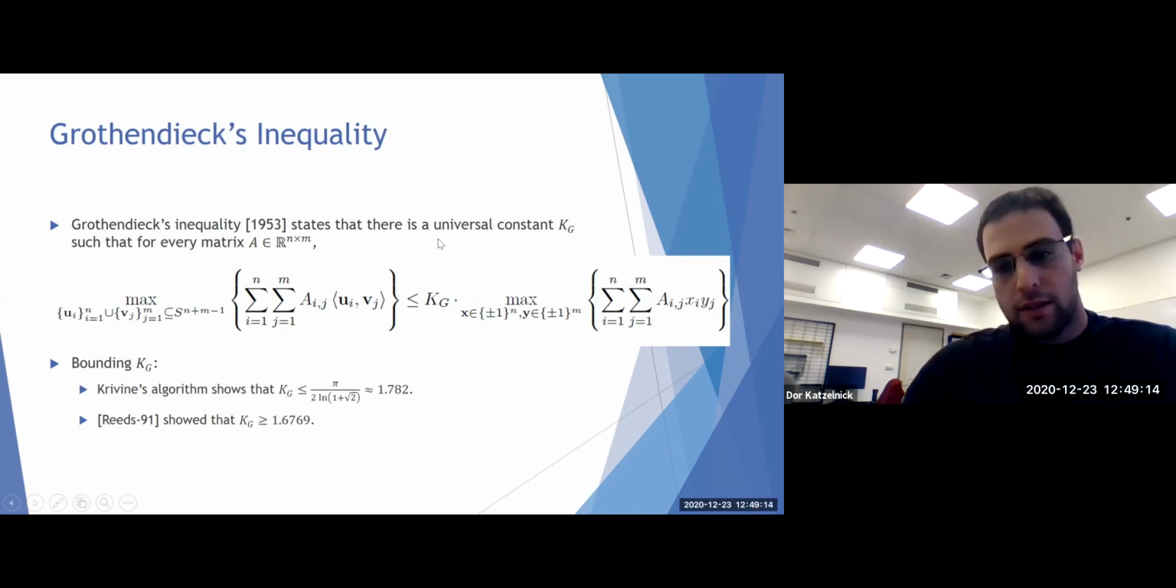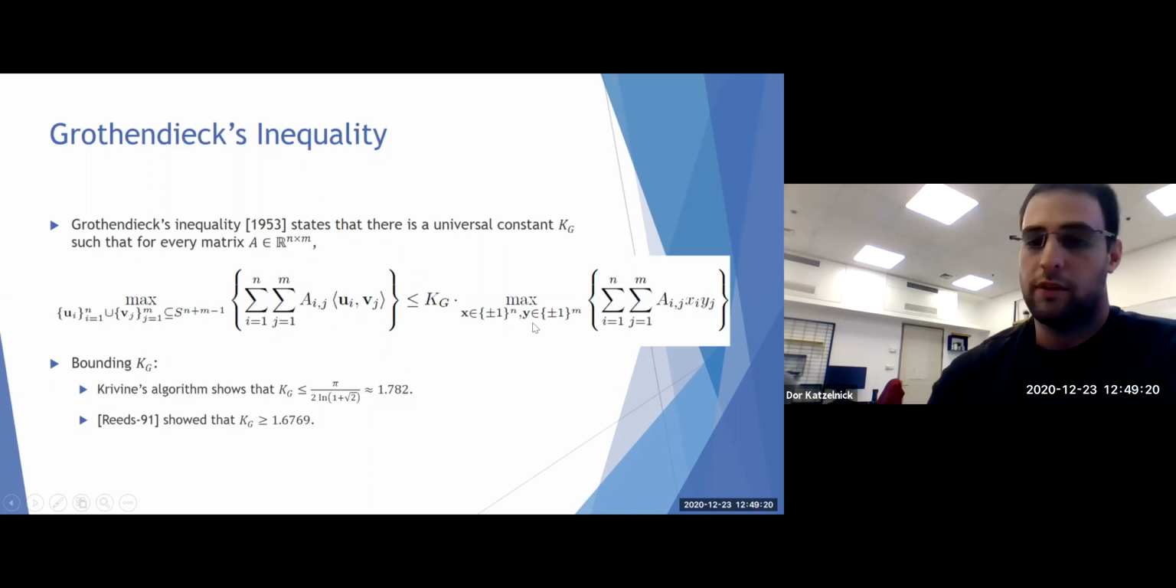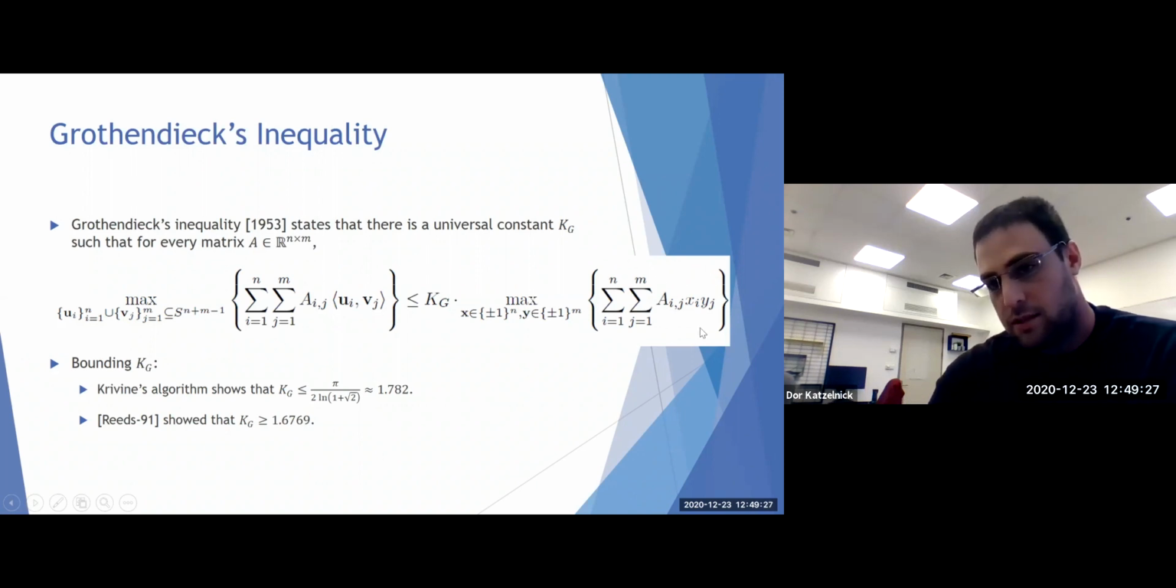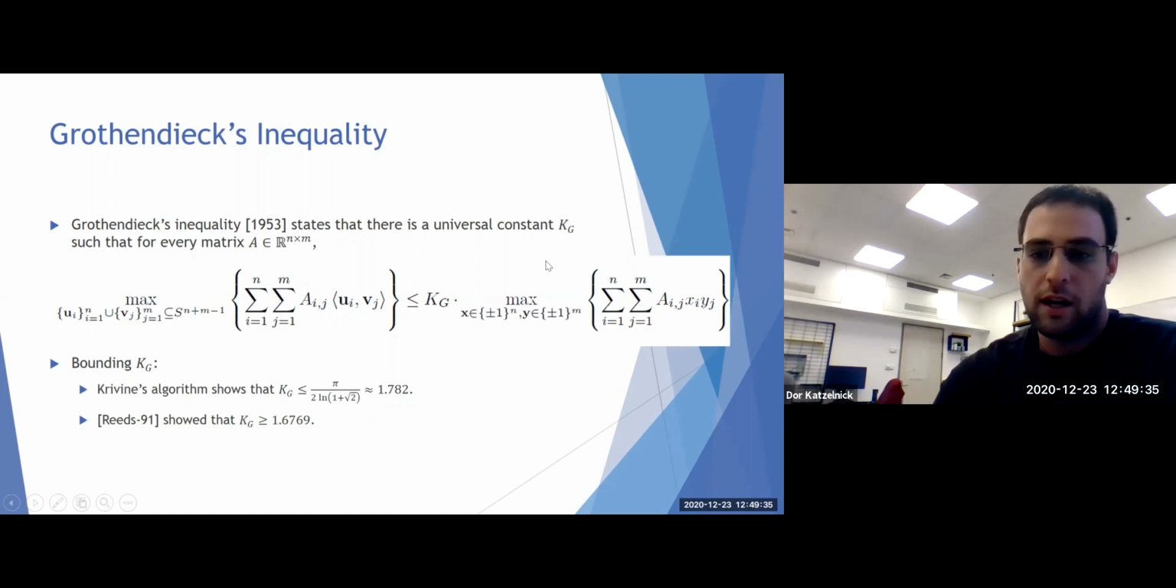So on the right-hand side, we want to find two vectors, x and y. X is an n-dimensional vector, and y is an m-dimensional vector, like before. And we want to maximize this value. So this is exactly the bipartite form, exactly x transpose A y. So on the right-hand side, we have the max biquad objective.